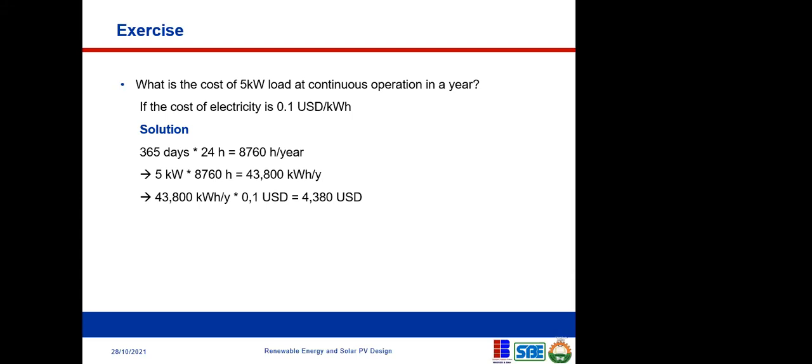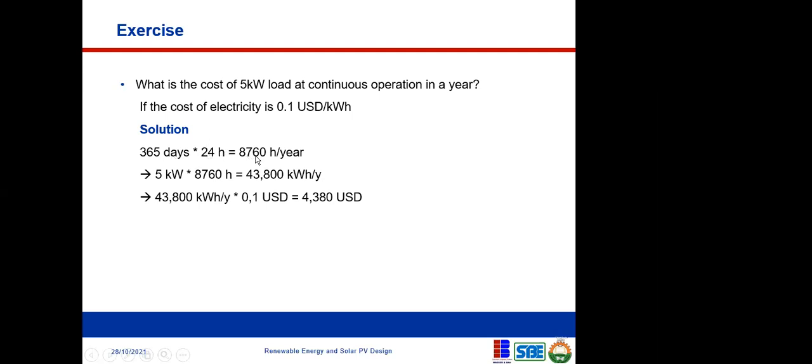Okay, so let me just explain this exercise. It's asking us what is the cost of a 5 kilowatt load at continuous operation in a year. Okay, 5 kilowatts, that's power. So we first of all want to calculate what the energy is. So we have to determine the total number of hours in a year, and that's what we just did here. 365 days times 24 hours.